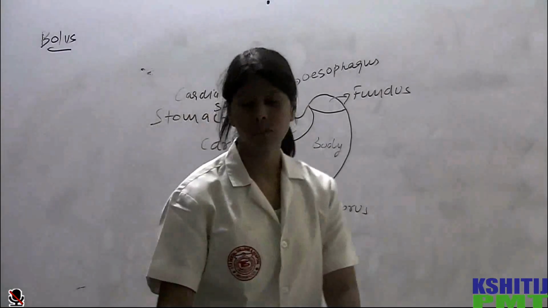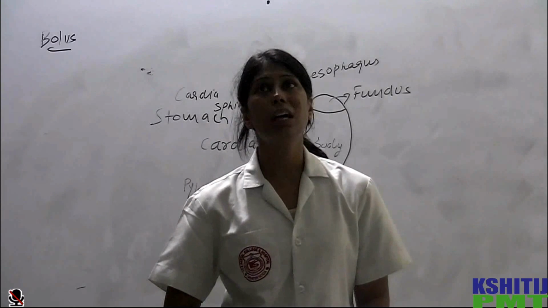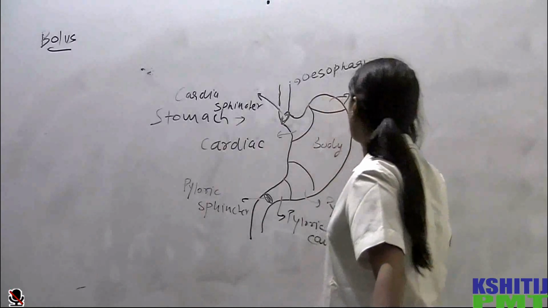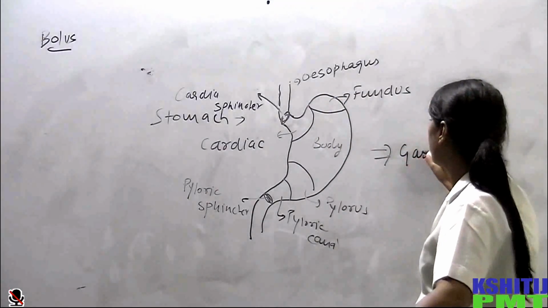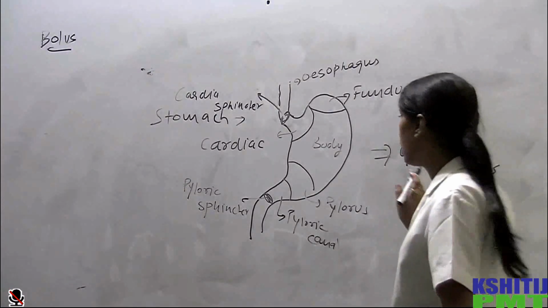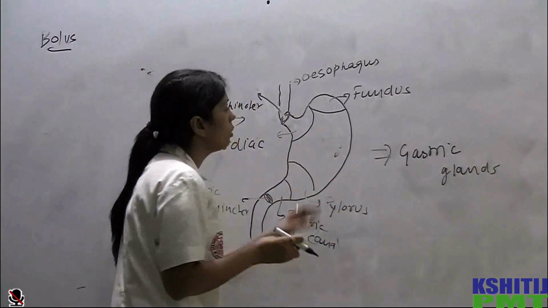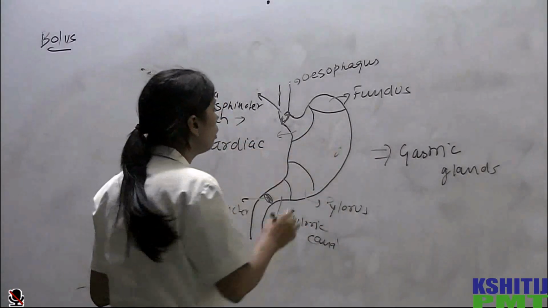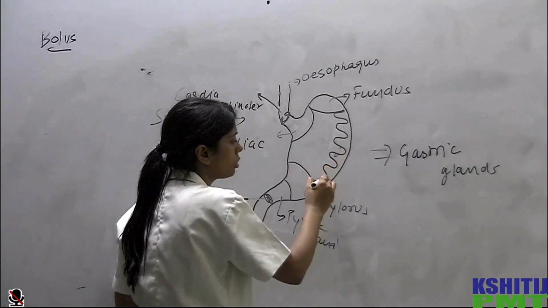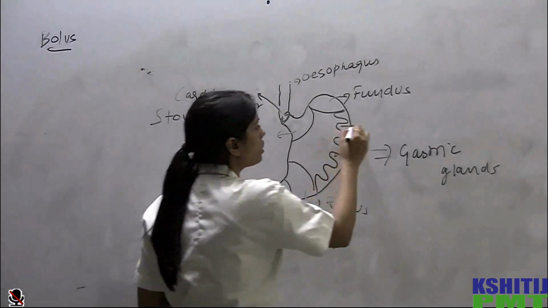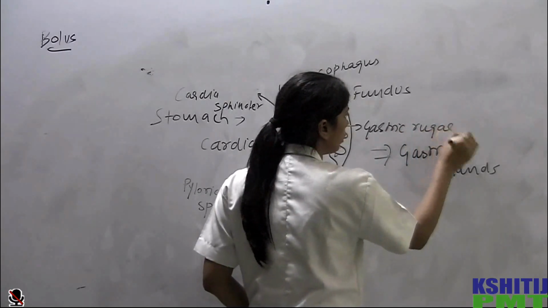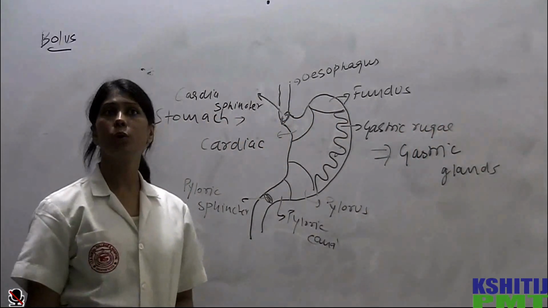Now all these parts will contain glands. The glands of the stomach are called gastric glands. We'll come to this after this. And here in the body part, the walls of the body are thrown in folds like this. This is called the gastric lumen.